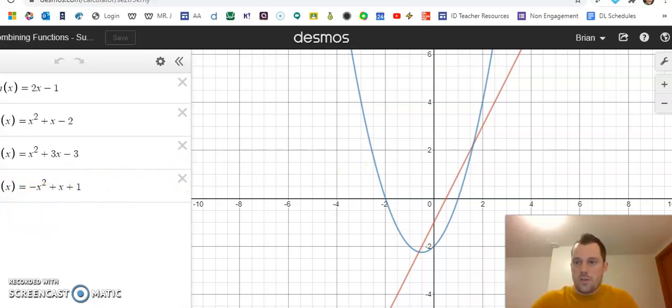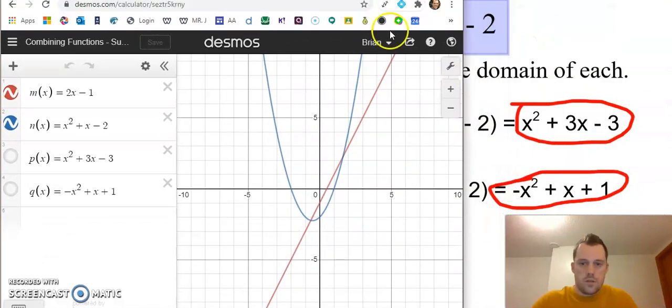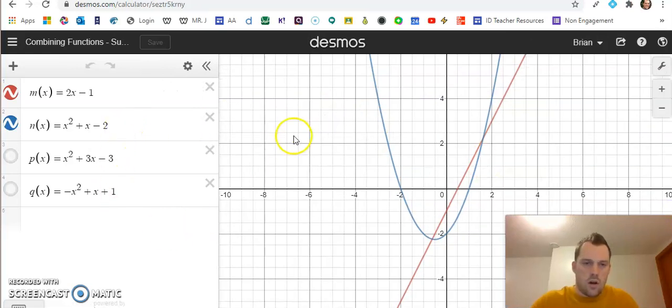So let me minimize this a little bit so you can see more of the screen. So I went to Desmos here, the graphing calculator, and it's nice because especially if I want to keep the same labels for our function notation, Desmos allows me to type in m of x or n of x. I don't need to have f of x for each.